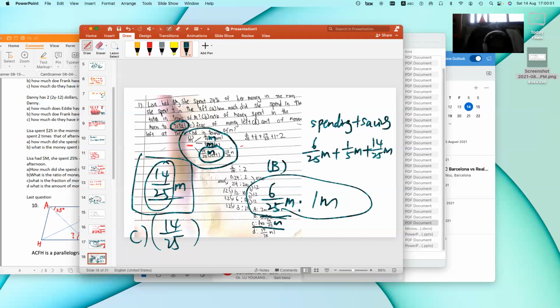Last one, amount of money left at the end. So the amount of money is 14 over 25 M. Why does the last one need M? Because the answer for the last question, they never say fraction. Yes. Okay, if they ask for percentage, do you think you need to give an M? No. Say the question changed to percentage. You don't give M because they ask for percentage. You just give the percentage. Am I right? Yeah. Okay, good.